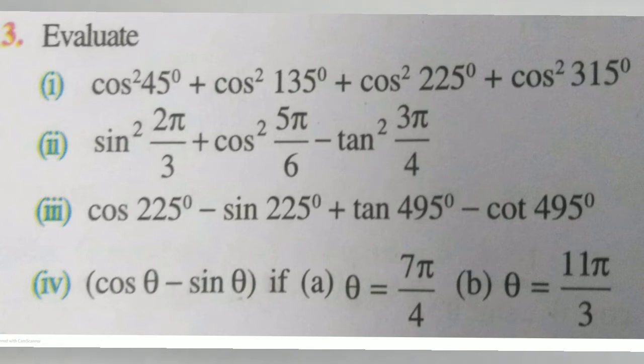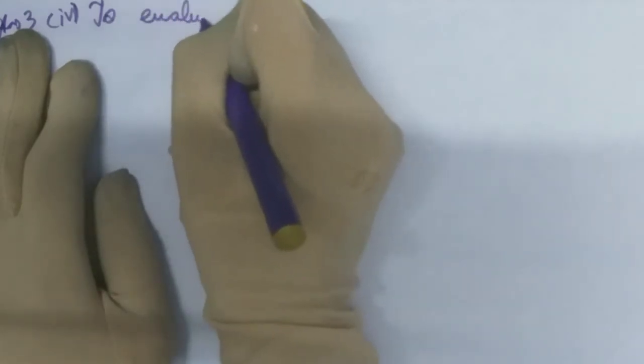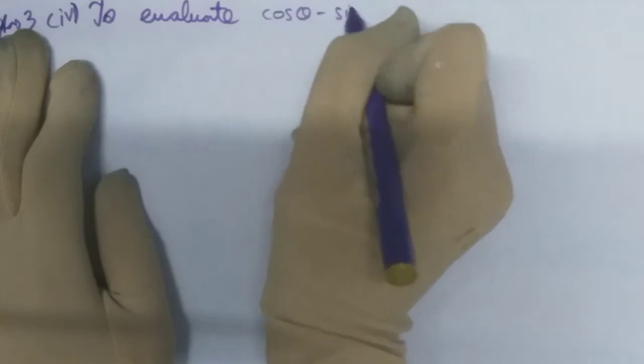Fourth bit question is: evaluate cos theta minus sin theta, if two options are given. Theta is equal to 7 pi by 4 is my A bit, and B bit is theta is equal to 11 pi by 3. How to do this, I'll tell you. Here we have answer 3, fourth bit. What do I have to evaluate here? I have to evaluate cos theta minus sin theta.